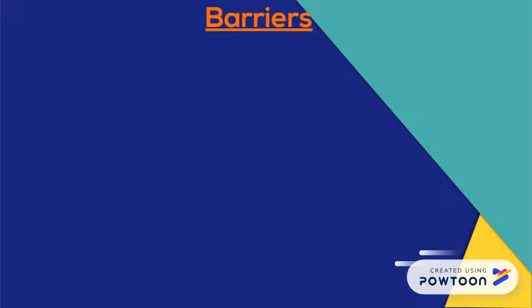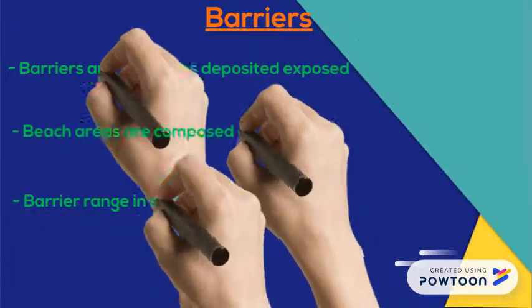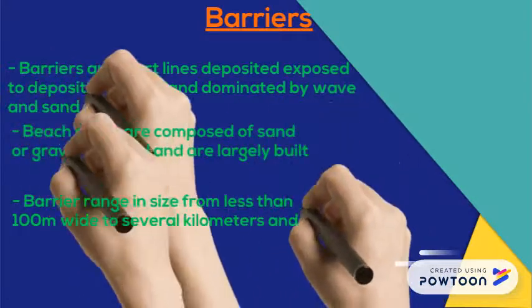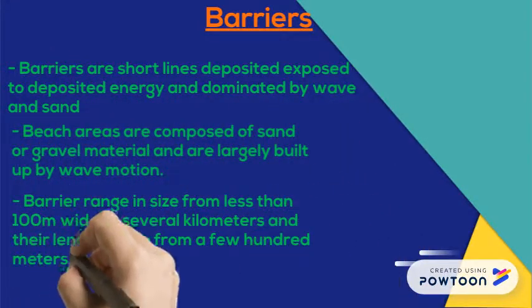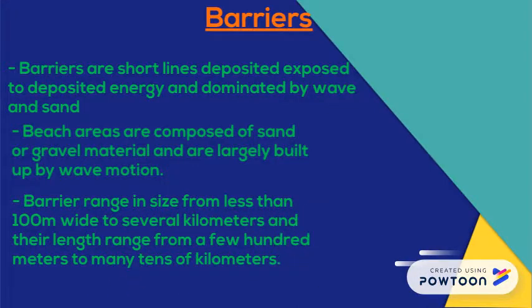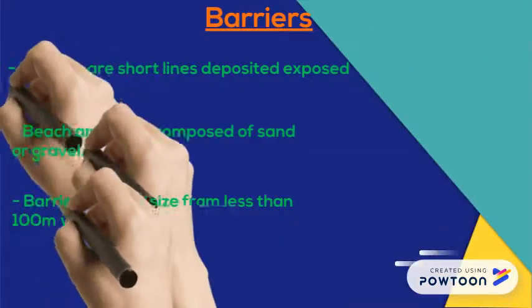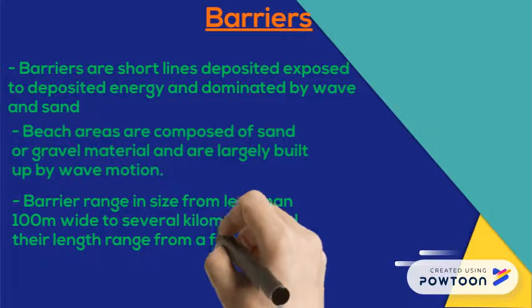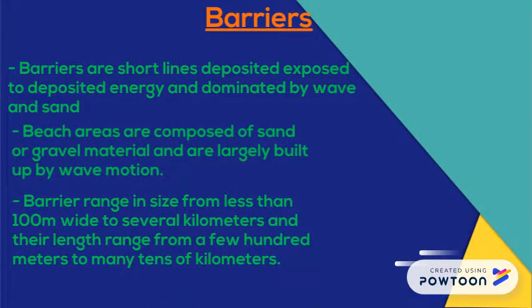Barriers. Barriers are shore lines exposed to high energy and dominated by wave and sand. Beach areas are composed of sand or gravel material and are largely built up by wave motion. Barriers range in size from less than 100 meters wide to several kilometers, and their length ranges from a few hundred meters to many tens of kilometers.